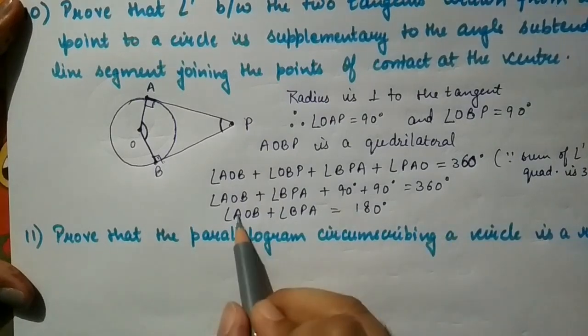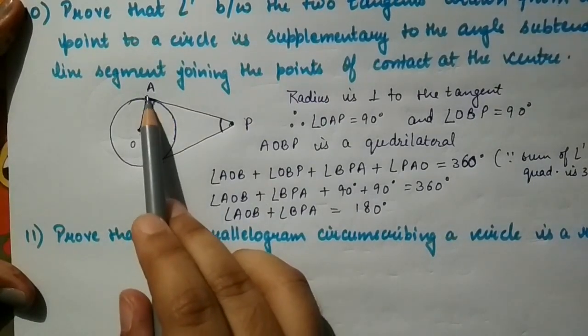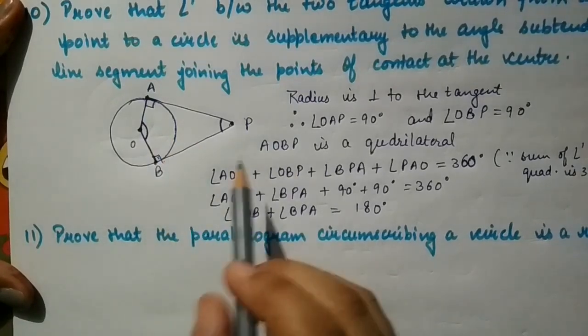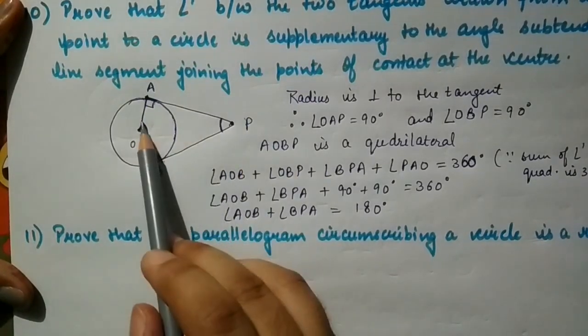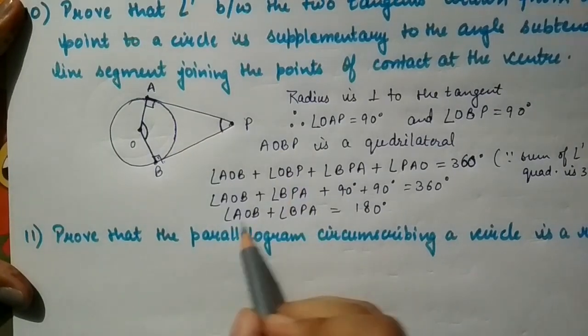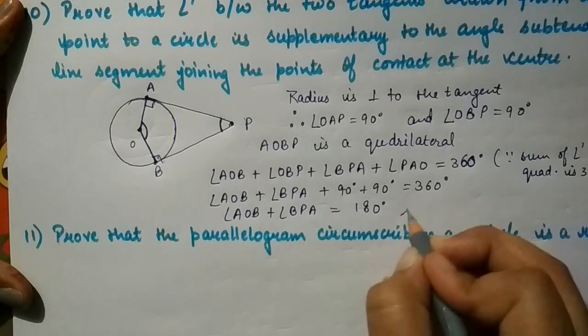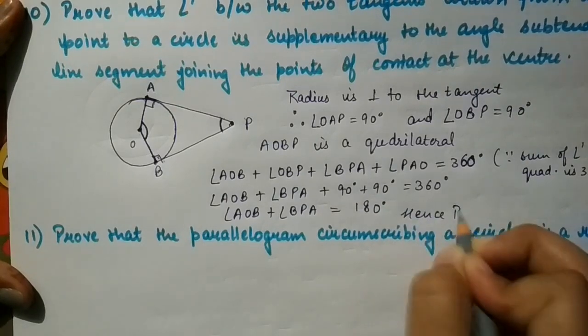Therefore you have proved what you have to prove. You have to prove that these two angles are supplementary, meaning you have to prove the sum of these two angles to be 180 degrees, and that you have proved. So you write hence proved.